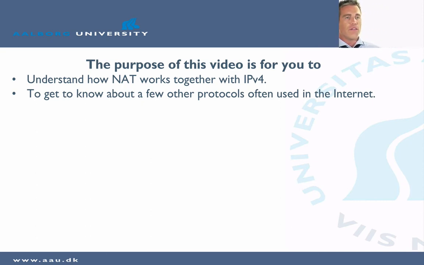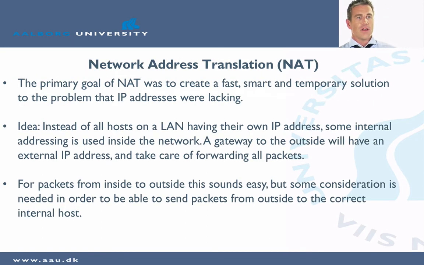The primary goal of NAT was to create a fast, smart and temporary solution to the problem that there were too few IP addresses. We already saw in a previous video that we had this problem with assignment of IP addresses, and it is a general problem that the world is running out of IPv4 addresses. So the idea is that instead of every host on the internet having its own address, it's enough that people can share addresses within a network or within an internal network. And then the gateway to the outside world will have an external IP address and take care of forwarding of all the packets.